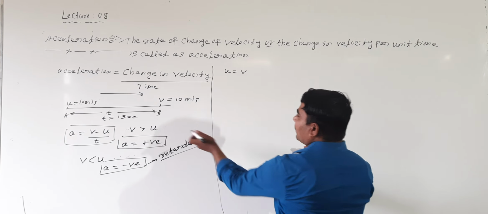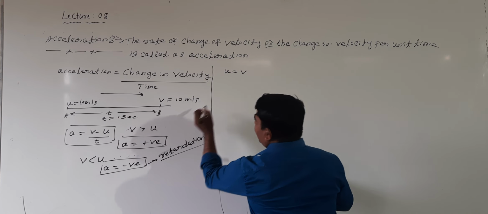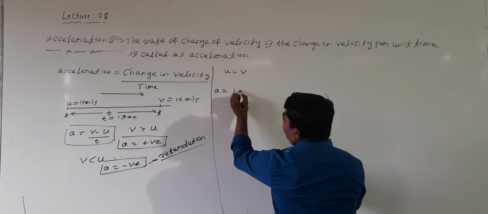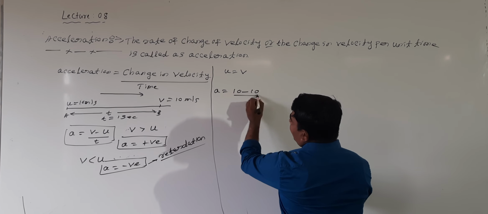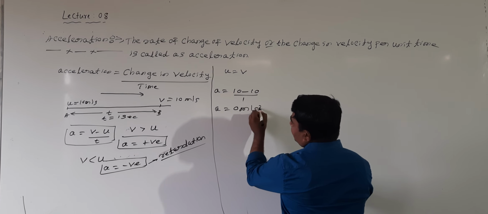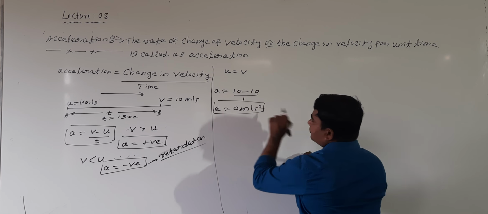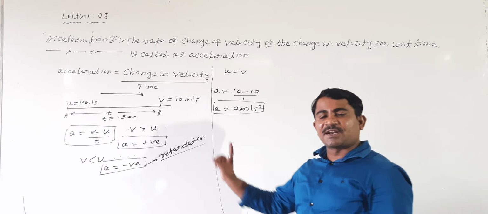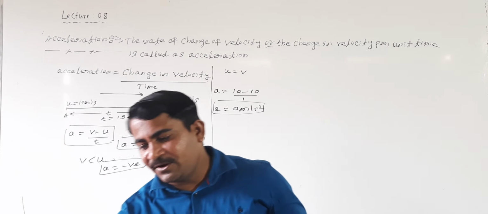What is the acceleration formula? Final velocity minus initial velocity. Final is 10, initial is 10, divided by 1 second. Then what about acceleration? Acceleration is 0 meter per second square. Right? Acceleration 0.